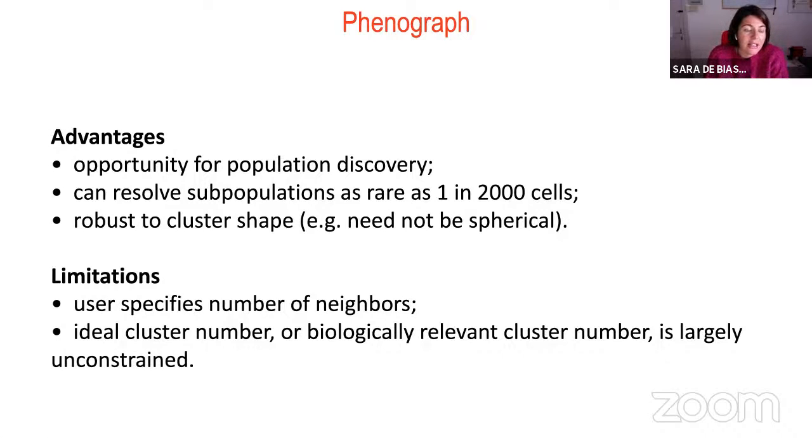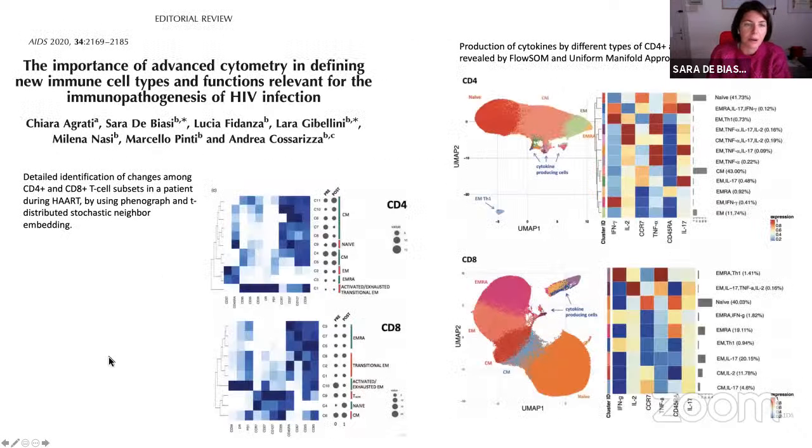Of course, PhenoGraph is characterized by advantages and limitations. The advantage is that it gives you the opportunity for population discovery. It can resolve subpopulations as rare as 1 in 2,000 cells. It is very robust to cluster shape; in fact, it does not need to be spherical. But it also has some limitations. For example, the user specifies the number of neighbors, and the ideal cluster number, or biologically relevant cluster number, is largely unconstrained. So you have to try different values of K to see which one is the best representative for your experiment.